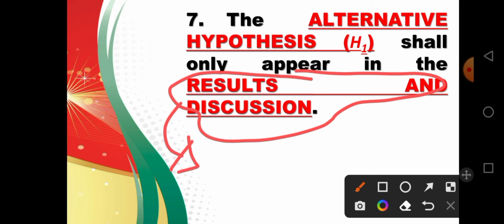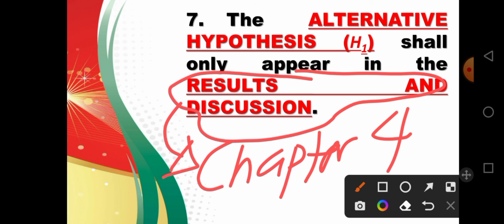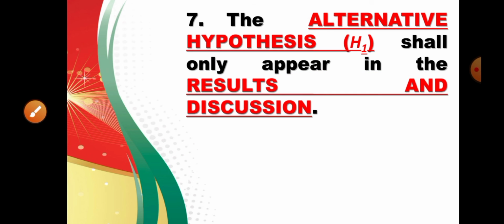So the results and discussion part is actually chapter 4 of your research paper. So it will not appear after the statement of the problem. You only write the null hypothesis after the statement of the problem. So that concludes our lesson dealing with the statement of the problem and hypothesis of your study.